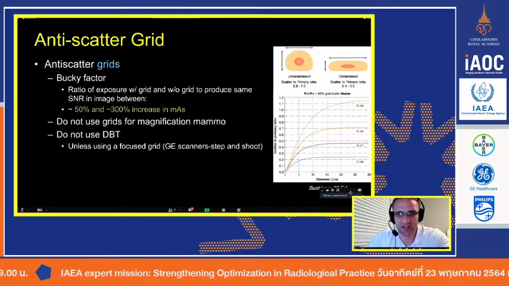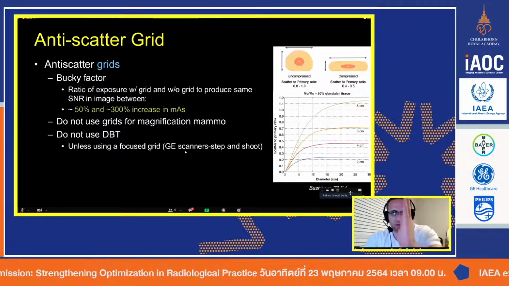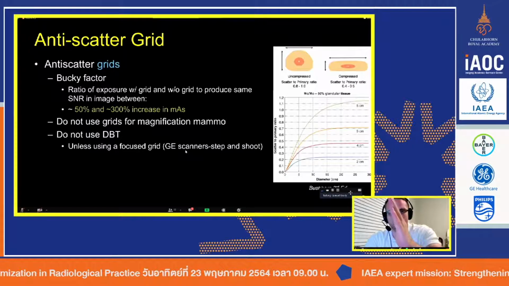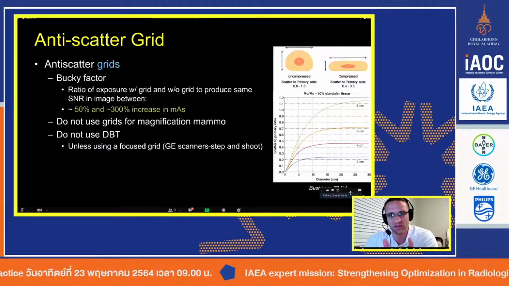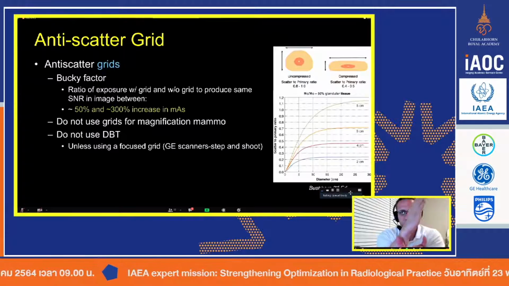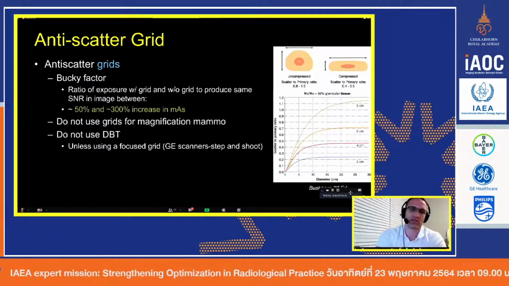So there are some systems out there that do what is called step and shoot, where the system will move, acquire an image, move, acquire an image, move, acquire an image, and it can align the grid very specifically to every angle. But there are a lot of systems also that have just continuous sweep, constant motion, constant imaging. And because of that, they typically don't use grids.